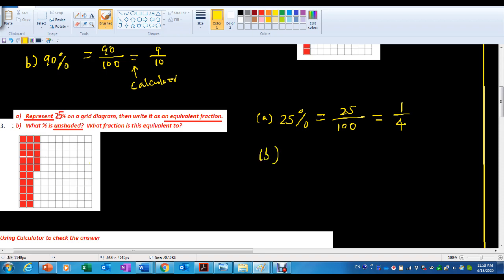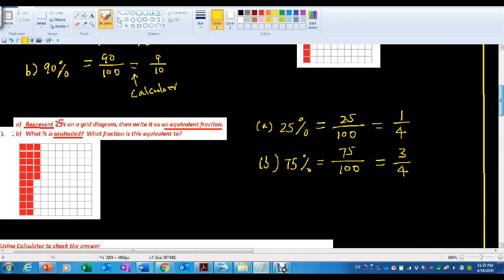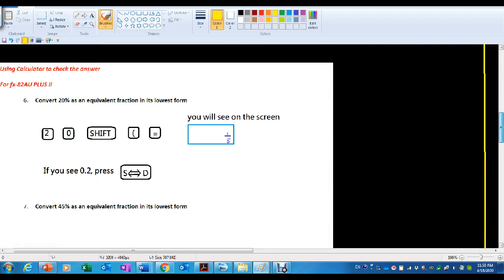The unshaded part will be the rest of the small squares in the grid diagram. So 25 has been shaded, so that should be 75 unshaded. Use your calculator to simplify that, and that would be the answer. All good.